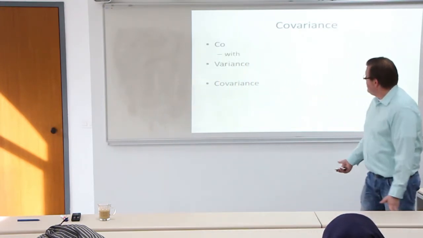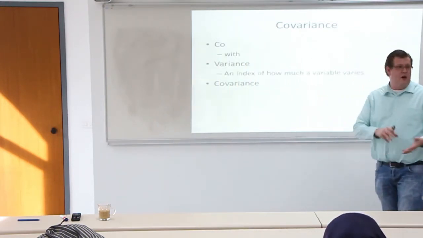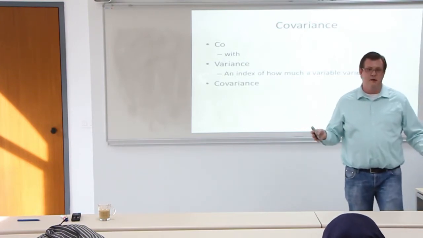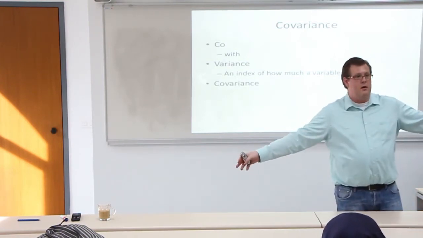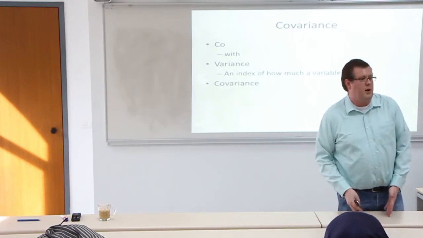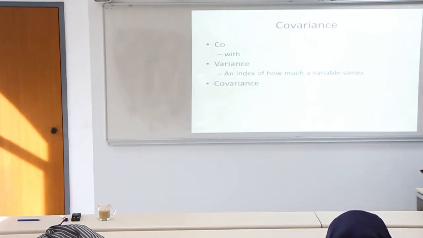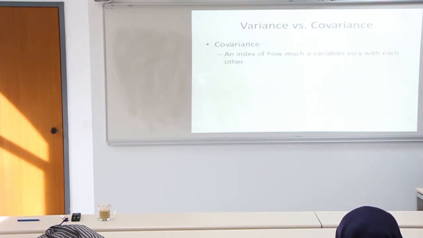Again, variance is just an index of how much some variable varies. Some variables vary a lot. Other variables don't vary so much. Covariance is not how much a variable varies, but how much variables vary with each other. So not by themselves, but with each other.